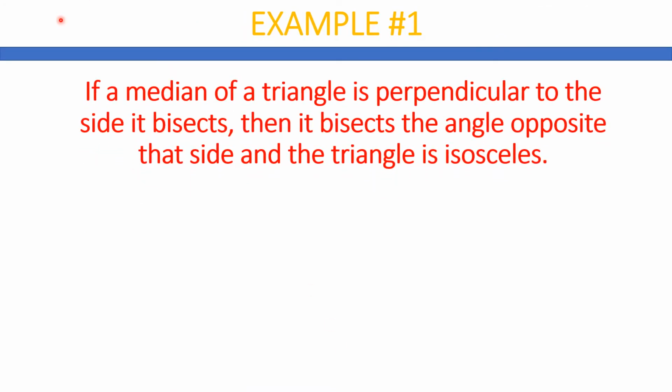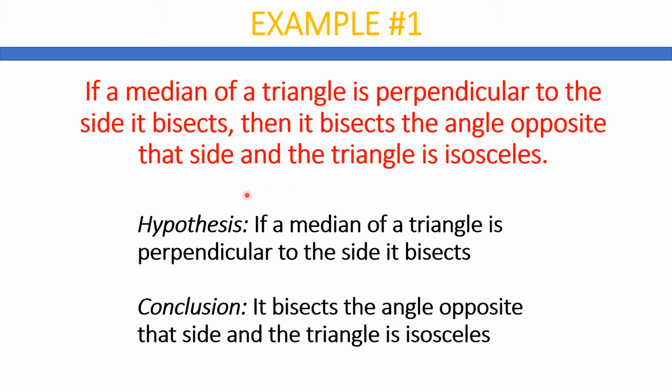Example number 1. If a median of a triangle is perpendicular to the side it bisects, then it bisects the angle opposite that side and the triangle is isosceles. The hypothesis of this sentence is, if a median of a triangle is perpendicular to the side it bisects, and the conclusion is, it bisects the angle opposite that side and the triangle is isosceles.